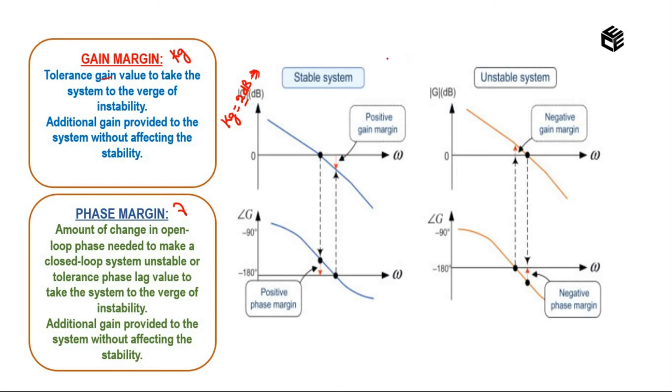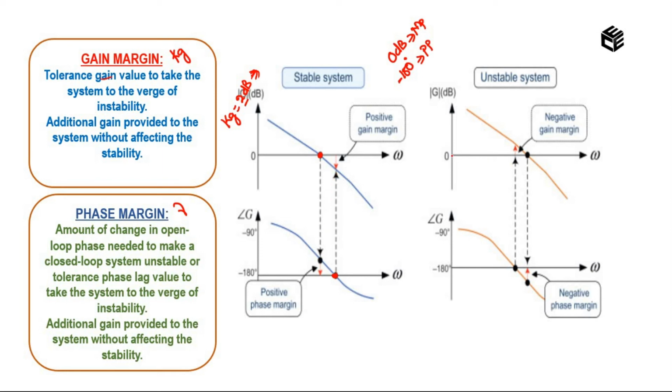For that, we need to consider 0 dB in magnitude plot and minus 180 degree in phase plot. So this is my magnitude plot and this is my phase plot. Here I am going to find out the intersecting point of 0 dB line and magnitude plot. So this is my intersecting point. I am extending this to the phase plot. In a similar way, I am finding the intersecting point of minus 180 degree and phase plot. So this is my intersecting point. I am extending this to the magnitude plot.